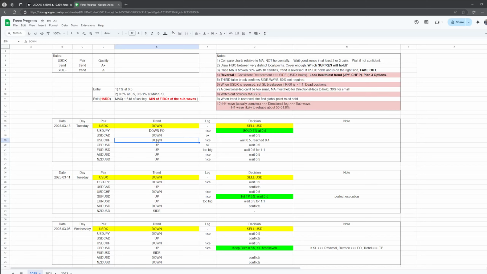Okay, let's write it down. USD Canada Dollar Loonie, trend is down, leg size is okay, and our decision is to let the market mature a little bit and wait for the 50% retracement.